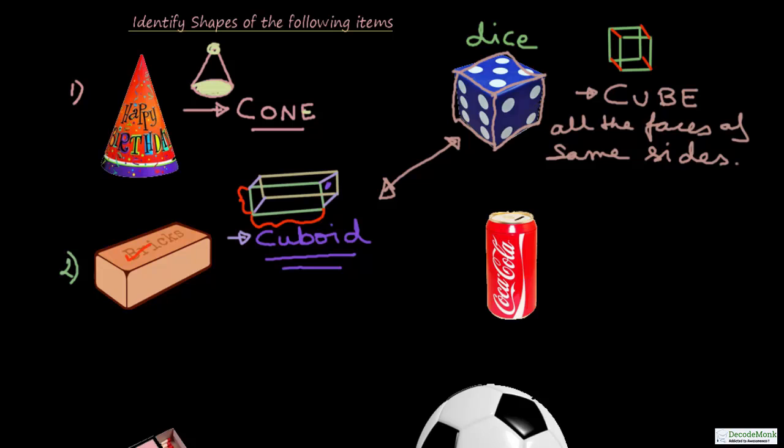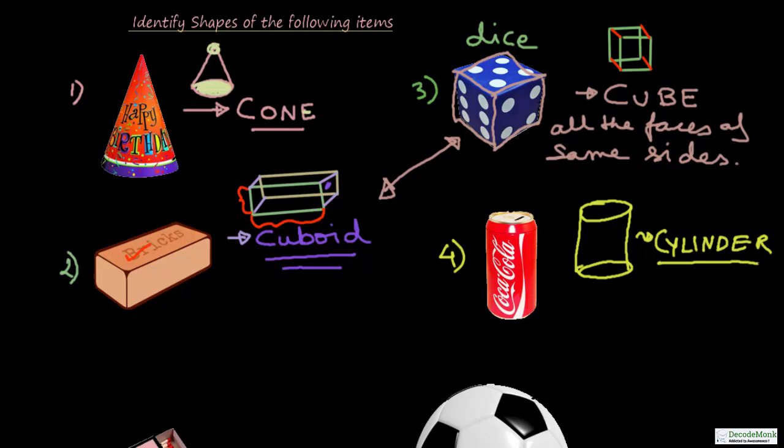So coming on to the next, this one was our third. Now coming on to our fourth shape, you see that it closely resembles a shape like this, and I hope you remember such a shape is called a cylinder. This is a cylinder where you have two circular faces oppositely placed to each other, and one curved surface. A Coca-Cola can is of the shape of a cylinder.